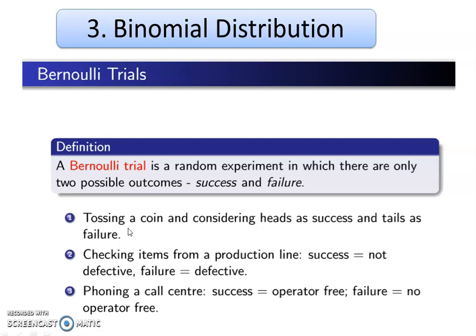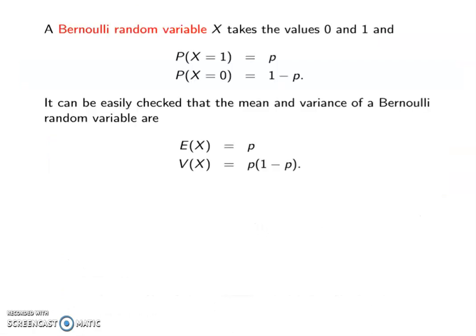Third example, phoning a call center. Success can be considered as the operator is free, failure if the operator is not free. The Bernoulli random variable X takes only the two possible values 0 and 1. 1 represents the success event. The 0 represents the failure event.